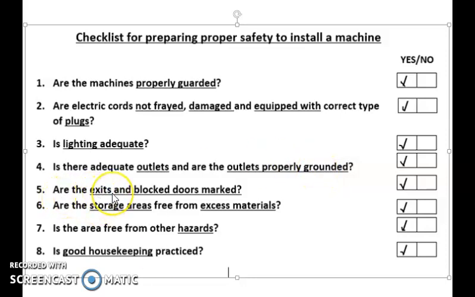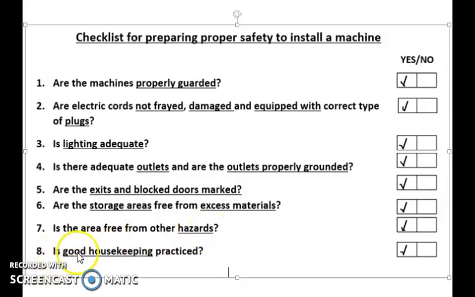Are the exits and blocked doors marked? So there should be a sign to mention this is exits and this is blocked doors. So that should be marked here. Are the storage areas free from excess materials? So except for the machine installation tools, we should not load the storage area. That's why it's mentioned here. And seventh one, is the area free from other hazards? Other hazards in the sense it should not have any inflammable material inside.